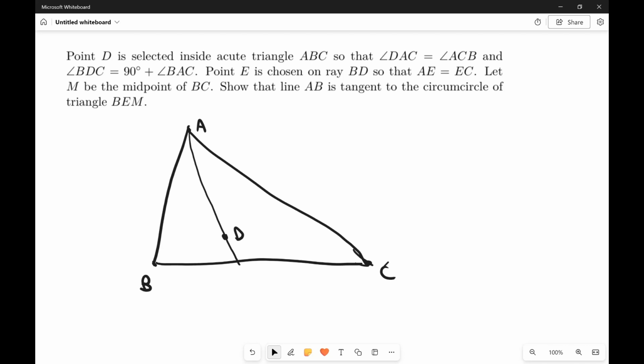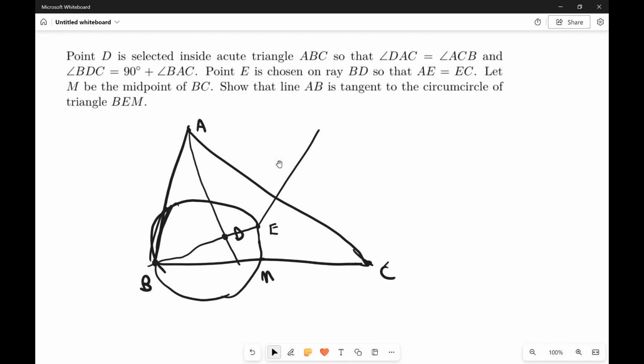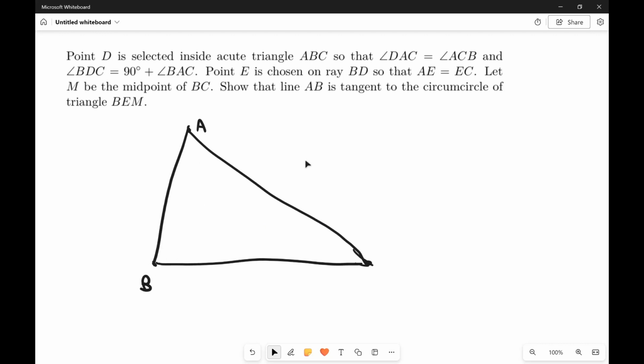And point E is selected on ray BD such that AE equals EC. So we can expect E to be around here. And M is the midpoint of BC, and we wish to show that the circle BEM is tangent to AB. So we have this perpendicular bisector of AC thrown in, because that's how we naturally interpret EA equals EC. So we might want to restate the problem with B being on the top such that this perpendicular bisector is vertical. So let's go ahead and clear this diagram and make a new one.